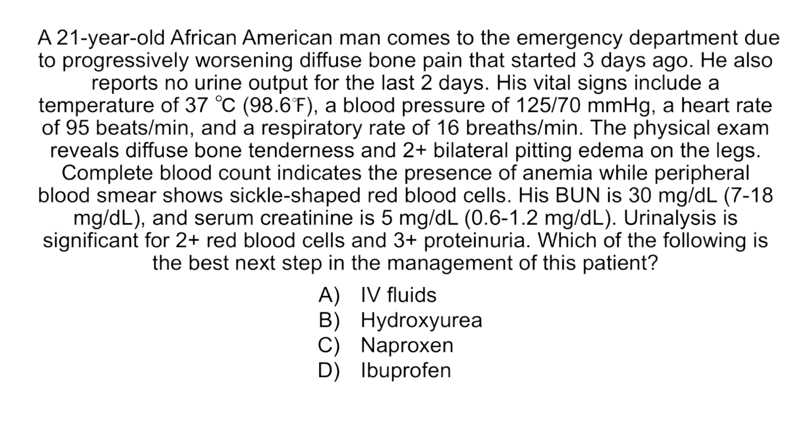Complete blood count indicates the presence of anemia, while peripheral blood smear shows sickle-shaped red blood cells. His BUN is 30, and serum creatinine is 5. Urinalysis is significant for 2+ red blood cells and 3+ proteinuria. Which of the following is the next best step in the management of this patient? A. IV fluids. B. Hydroxyurea. C. Naproxen. D. Ibuprofen.